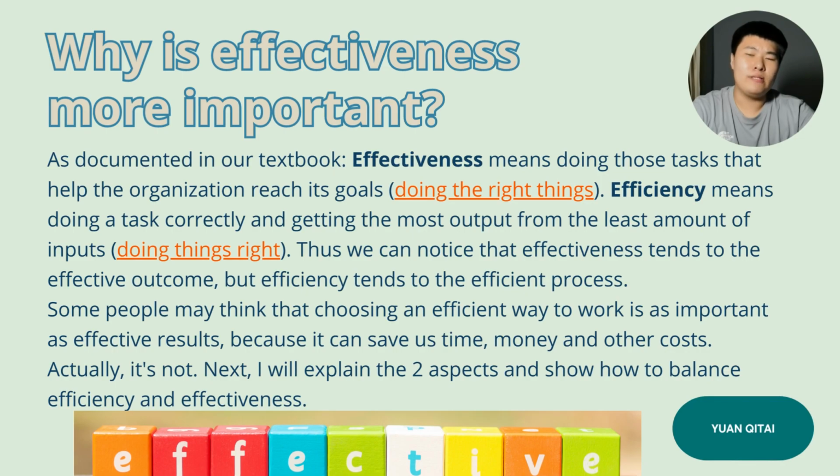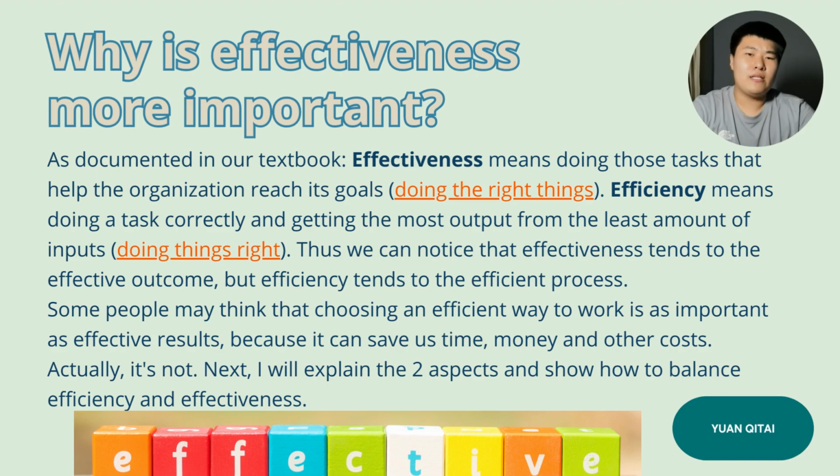So why is effectiveness more important than efficiency? Well, as documented in our textbook, effectiveness means doing those tasks that help the organization reach its goal. Efficiency means doing a task correctly and getting the most output from the least amount of inputs. Thus, we can notice that effectiveness tends to the effective outcome, but efficiency tends to the efficient process.